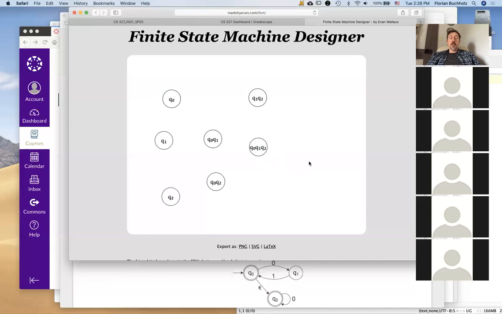And since it's the power set, we also need one that is the empty set. We are in none of the states before. And this one here is necessary. That's kind of our error state, right?